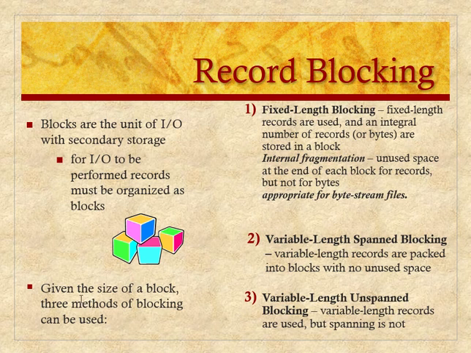Given the size of a block, there are three methods of blocking that can be used. First is fixed length blocking. Second is variable length blocking, but can be spanned. Third is variable length blocking, but cannot be spanned. The issue with fixed length blocking is internal fragmentation. There is unused space at the end of each block for records, but not for bytes. But it's appropriate for byte stream files.